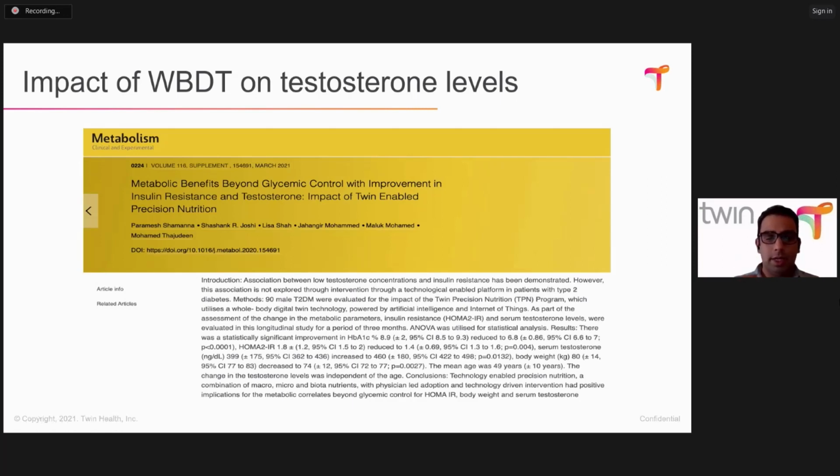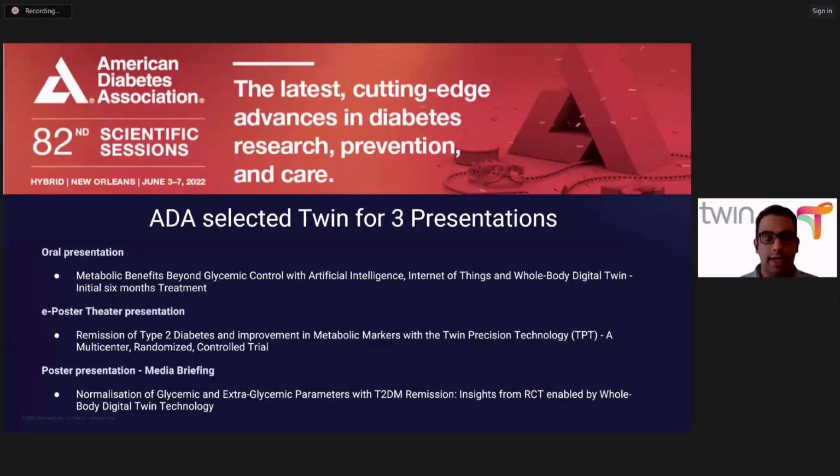So you can imagine, as the patient continues to engage further, how much improvement we can expect. So this is why it's a holistic healing. And this is the ADA presentation we had last year, 3 papers, and one of it was a media briefing, as you can see here, right? ADA came up with a media briefing talking about those numbers I presented earlier on.